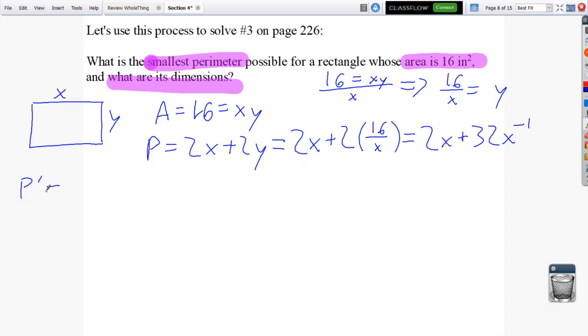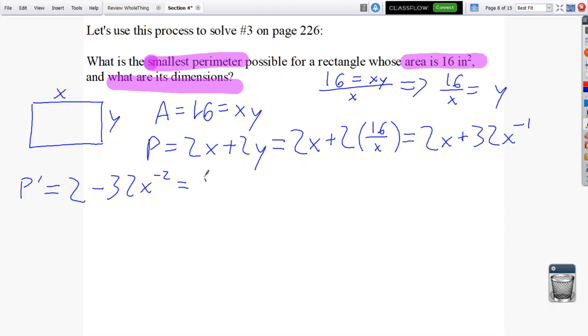So P prime is going to be equal to, looking over here, first part, derivative of 2x, that's just going to be 2. Derivative of 32x to the negative first, well, I'd bring down that negative 1 times 32 becomes minus 32. X to the negative 1 minus 1 gives me 32x to the negative second here. So now I've got P prime is equal to 2 minus 32x to the negative second.